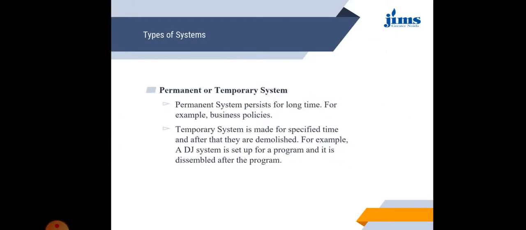The next one is the permanent and temporary system. A permanent system persists for a long time. For example, business policies. The systems which are permanent in nature are known as permanent systems. A temporary system is made for a specific time and after that it is demolished. For example, a DJ system is set up for a program and it is disassembled after the program.